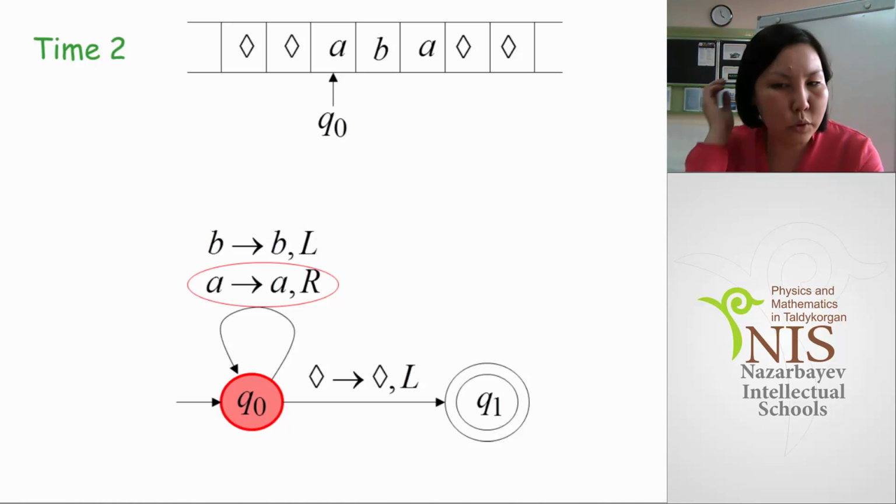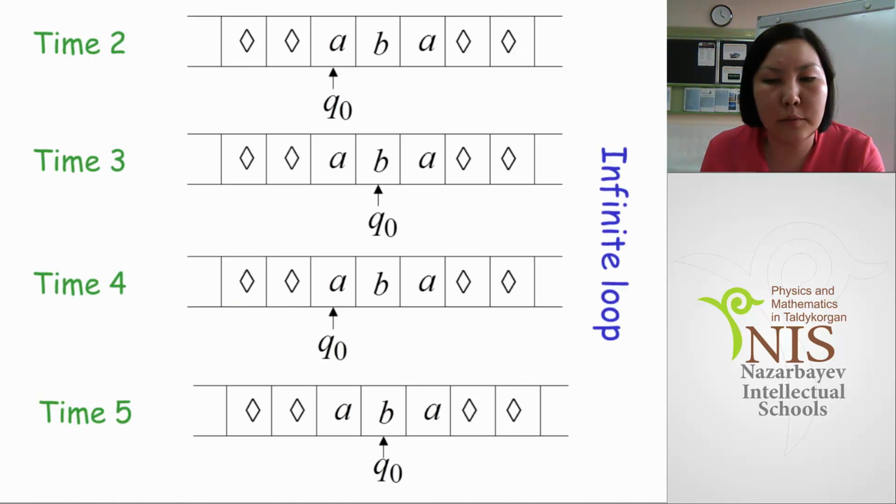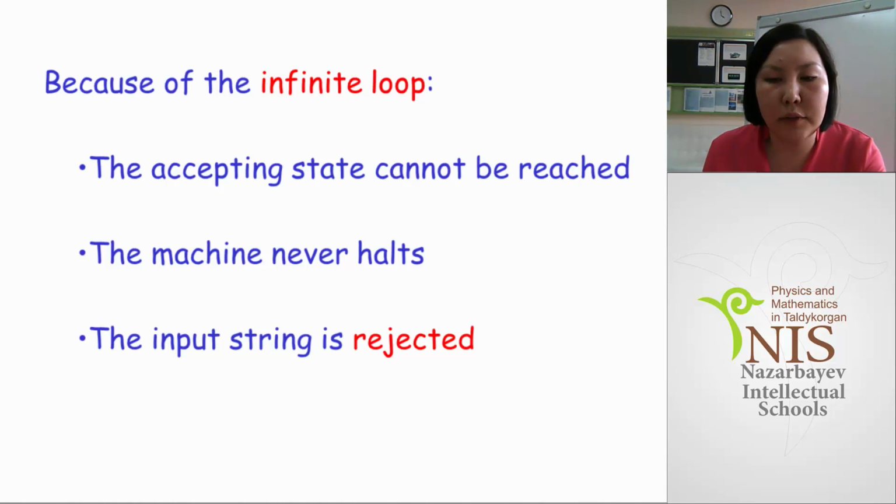What else? What is next? The same as the first step. Time 2, it will go from A to B. Time 3, it will go from B to A, and again from A to B, and etc. And that is why it is an infinite loop. Because of the infinite loop, the accepting state cannot be reached. The machine never halts, and the input string is rejected.